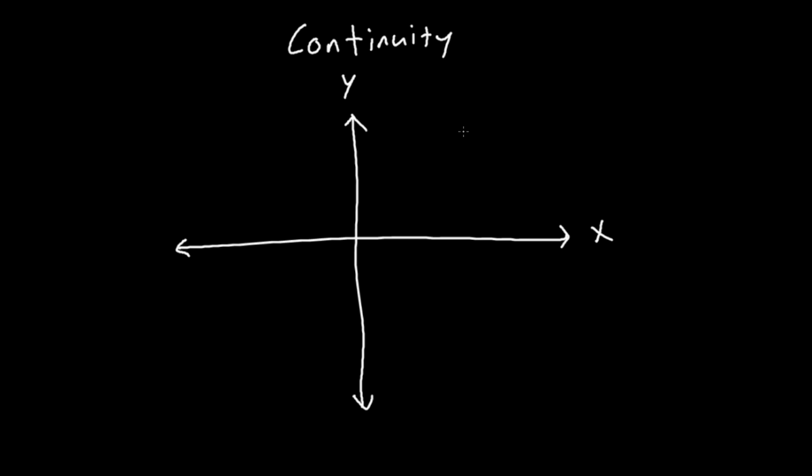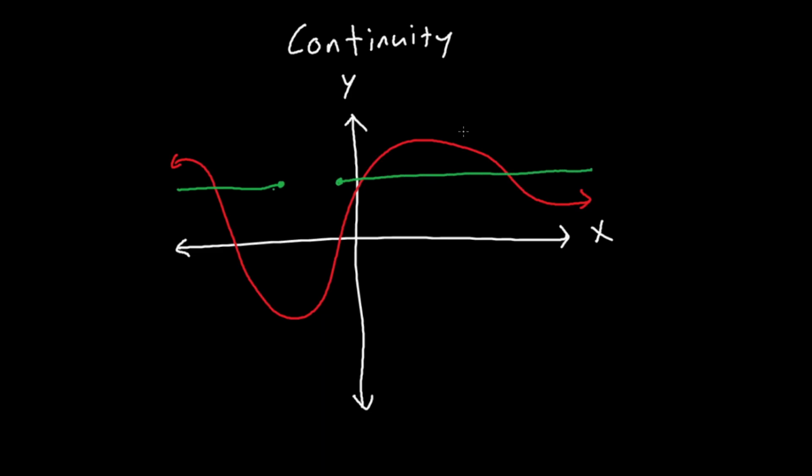Pause the video, think about it. What do you think is the definition of continuity? Because this right here, this function is continuous, right? But what if you had a function that was like this? Why is this discontinuous? And why is the green discontinuous, and why is the red continuous? So take a pause, take a guess.